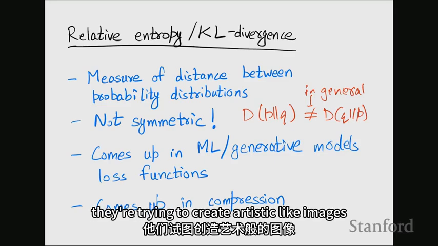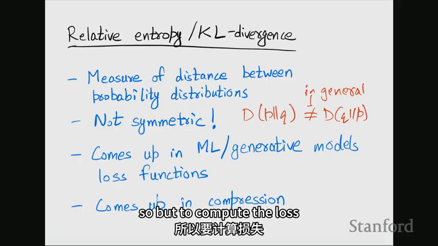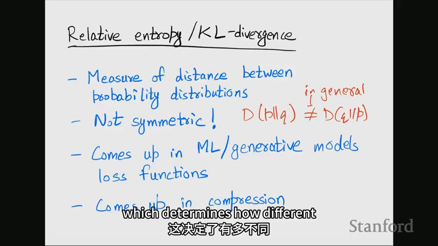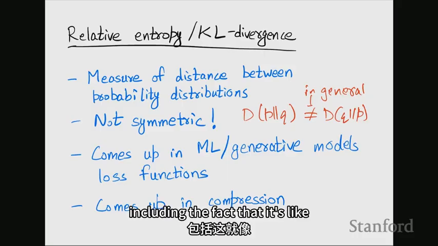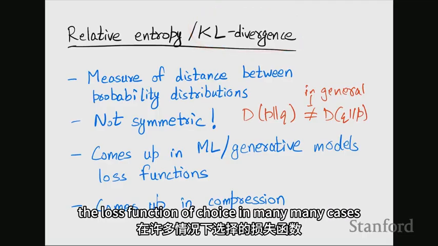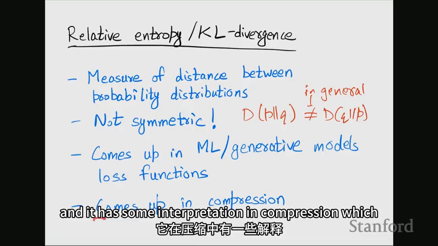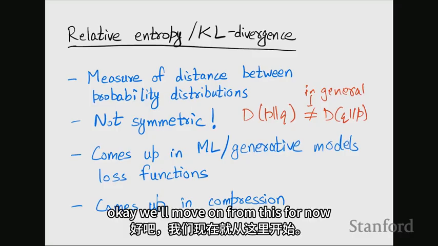They're trying to create artistic-like images. But to compute the loss, like how far they are from the real thing, you need a loss function which determines how different two probability distributions are. And for various reasons, including the fact that it's differentiable and everything, KL divergence is the loss function of choice in many, many cases. So just mentioning it, you don't need it for now. And it has some interpretation in compression, which we might talk about, or it's in the notes definitely. Okay, we'll move on from this.